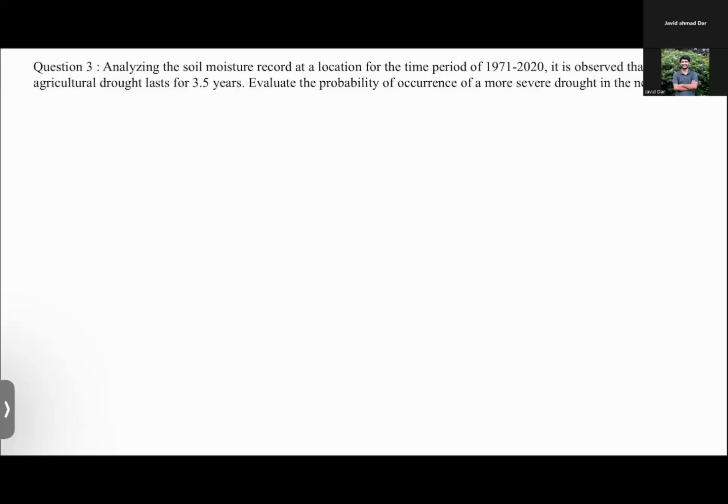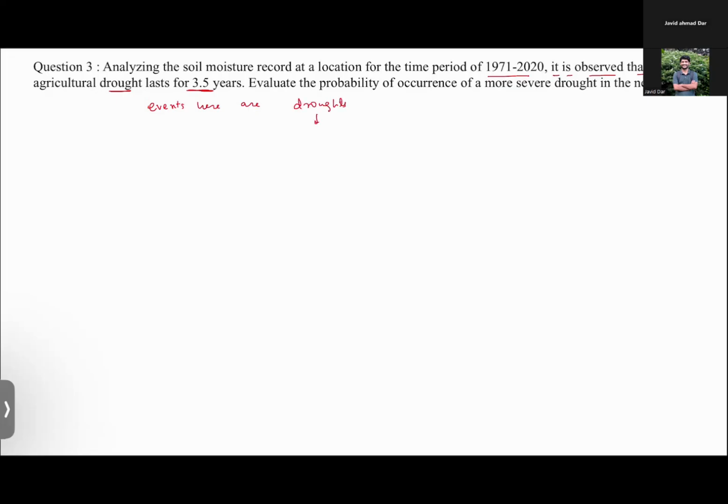Welcome back. We can start with the problem. In this problem, we have to analyze the soil moisture record. Soil moisture records are analyzed for the time period of 1971 to 2020. It's observed that critical agricultural droughts last for 3.5 years. So the events here are droughts.